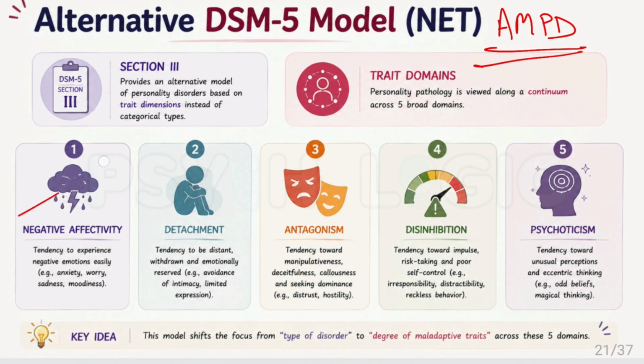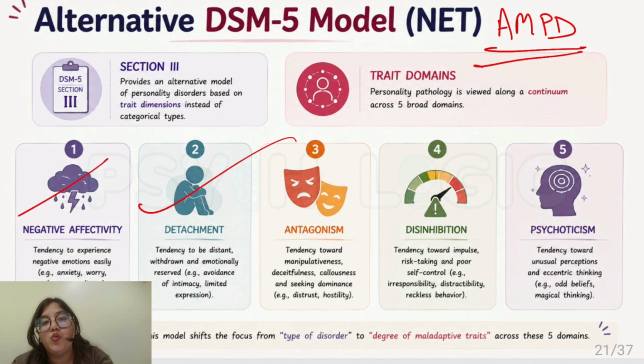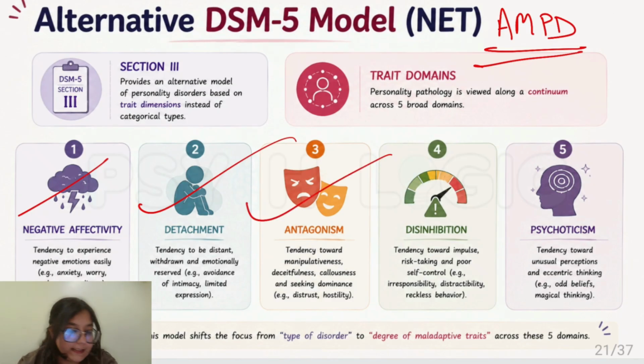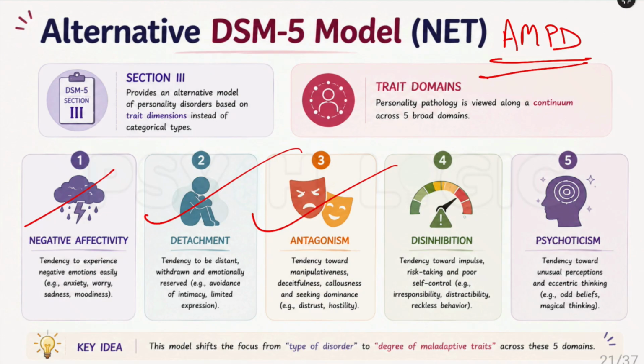There are five broad trait domains. First one is negative affectivity. Negative affectivity refers to frequent experiences of negative emotions like anxiety, emotional distress, emotional instability, guilt, sadness, things like that. Detachment: individuals who tend to withdraw from social interactions, avoid emotional closeness, and appear emotionally distant. Antagonism is related to manipulation, deceiving others, an extreme sense of self-importance, grandiosity, attention-seeking behavior, and lack of empathy, things that are more related to antisocial and narcissistic personality.